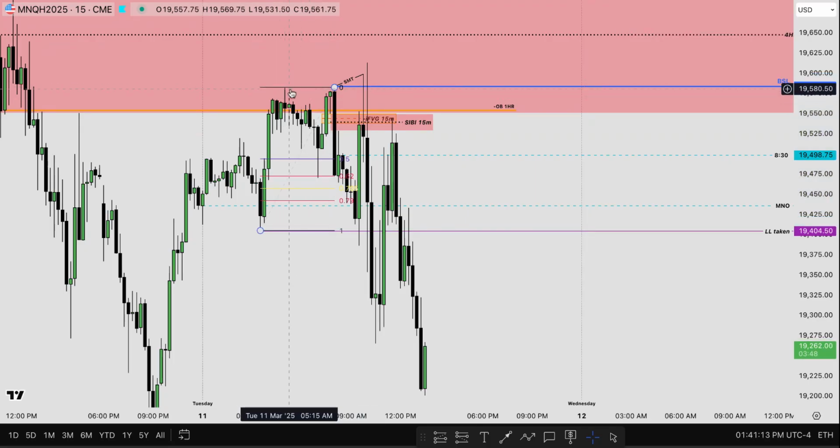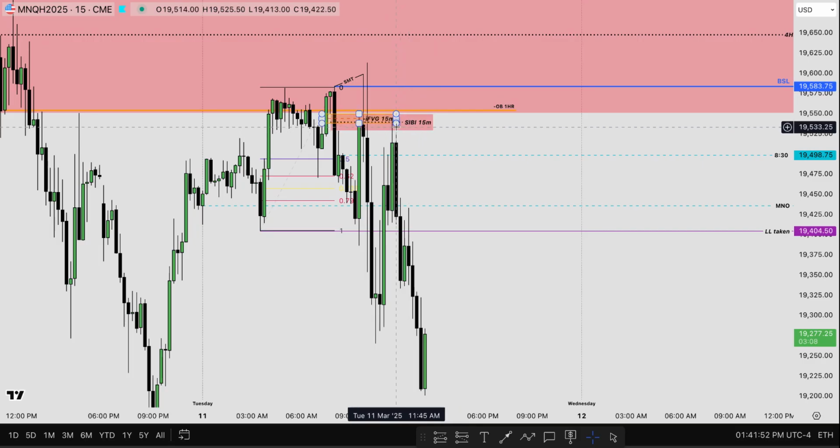I forgot to mention that this is London's high, right at 5 a.m., even on the 1 minute. On 8 a.m. it barely went up by like a point. I saw that, and it didn't make sense for price to come up because they already took buy stops. But if price was willing to get up there, that 19,583 level was the draw on liquidity for a buy stop raid.